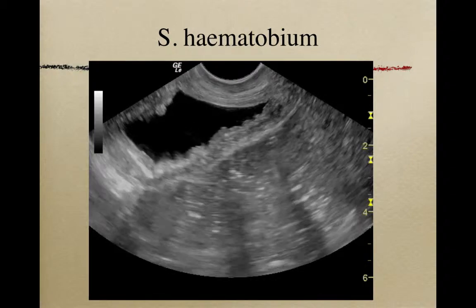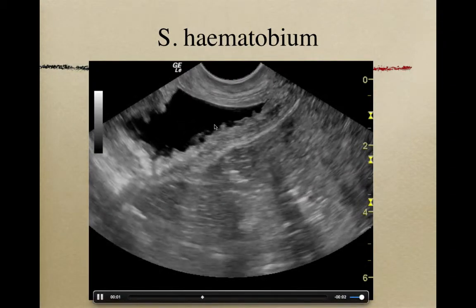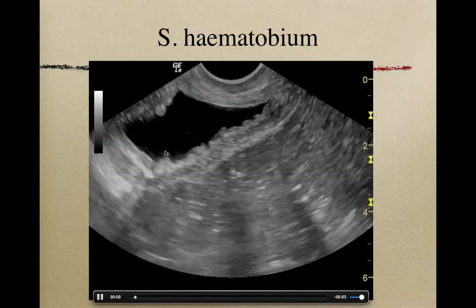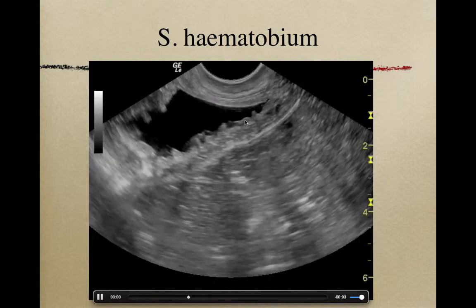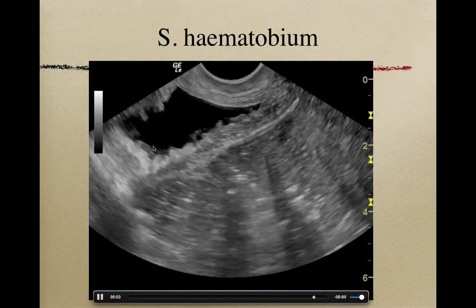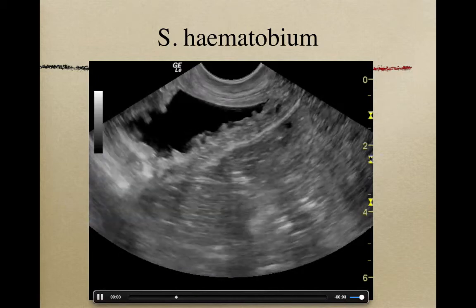This is an ultrasound image of someone with urinary schistosomiasis, and what you can see here is a very irregular, thickened bladder wall, some areas of polyps as well. And you can see kind of how distinct this bladder appears in cases like this where someone has been chronically infected for quite some time.